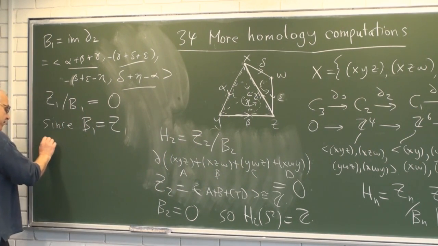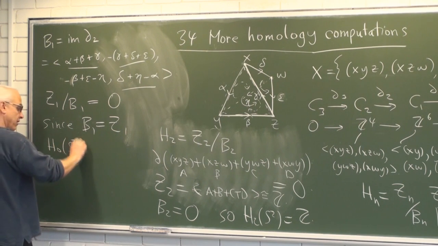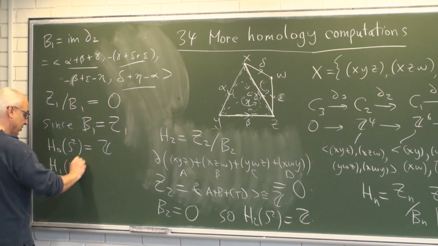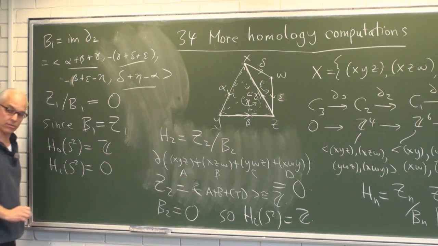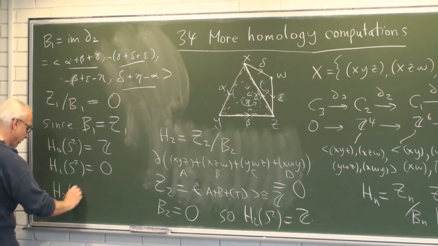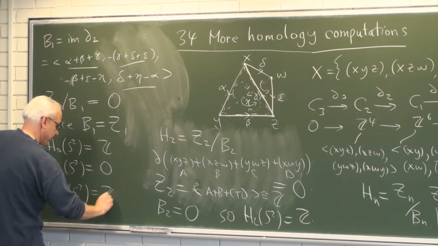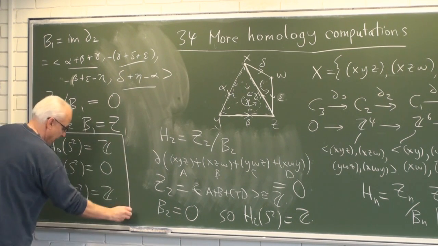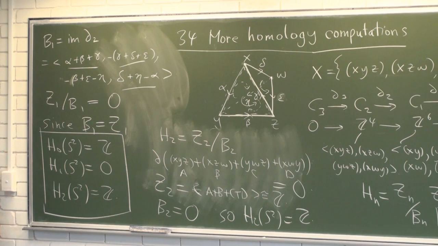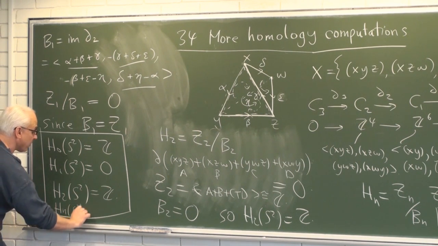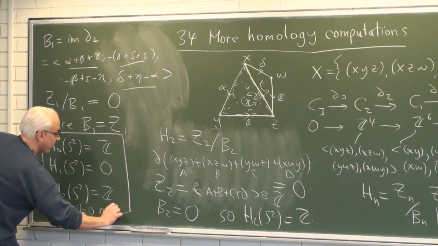So in conclusion, we have found that H0 of the sphere is Z because it's connected. H1 of S2 equals 0; there were no one-dimensional holes. And H2 of the sphere is Z. What about the higher homologies? They're all 0 because all those chains are 0. So Hn of S2 equals 0 for n bigger than or equal to 3.